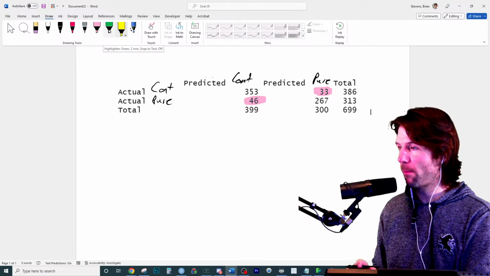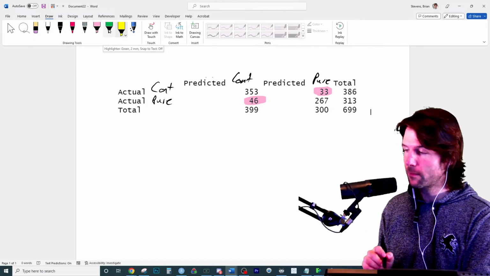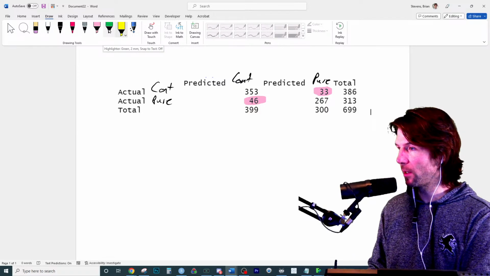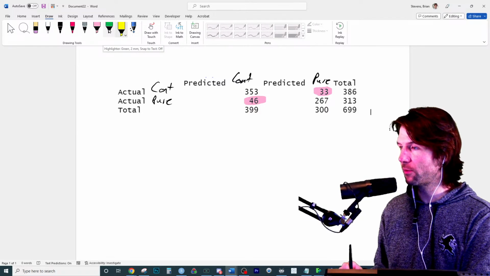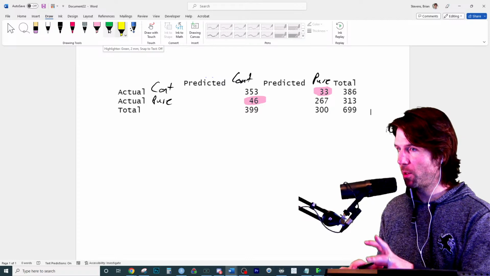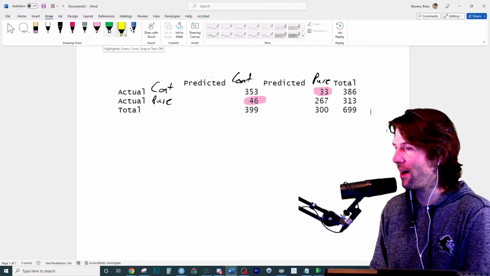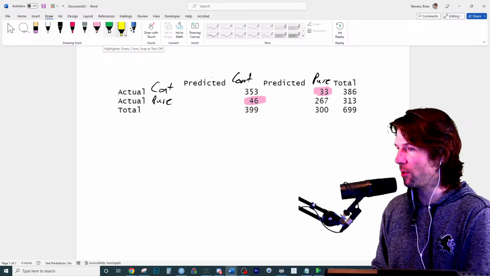So if you look at the majority of drugs right here, the majority of drugs are actually what? Pure or contaminated? And how do you know that?